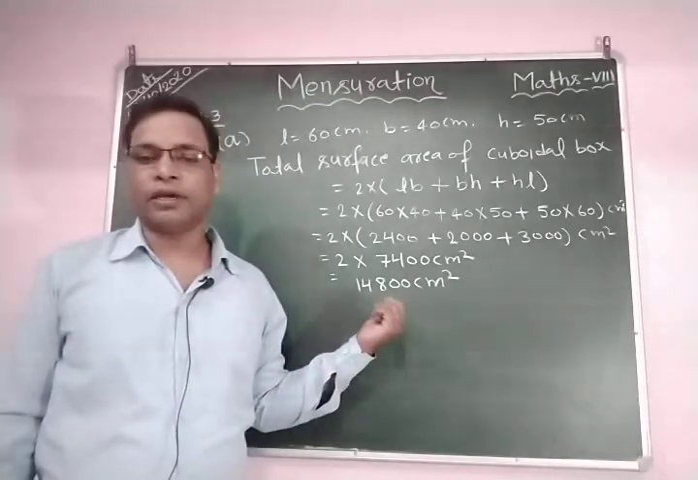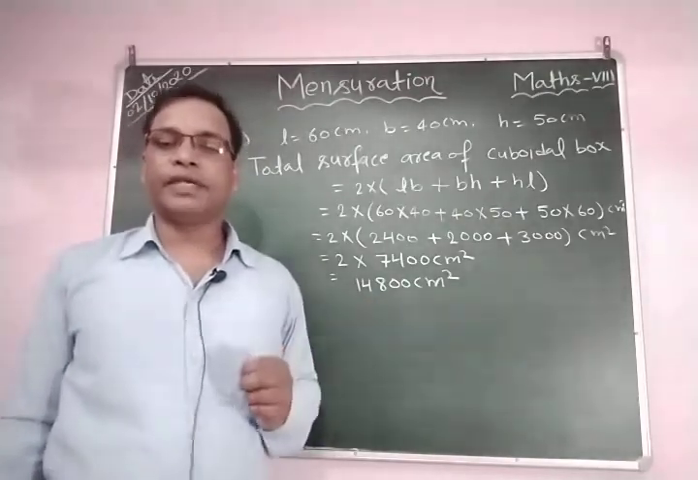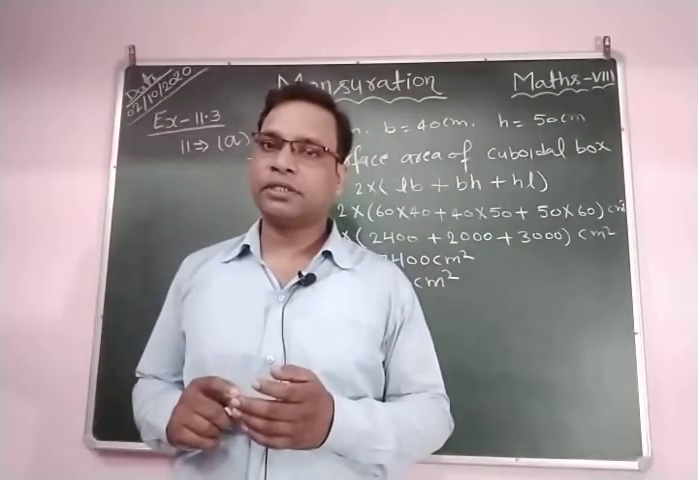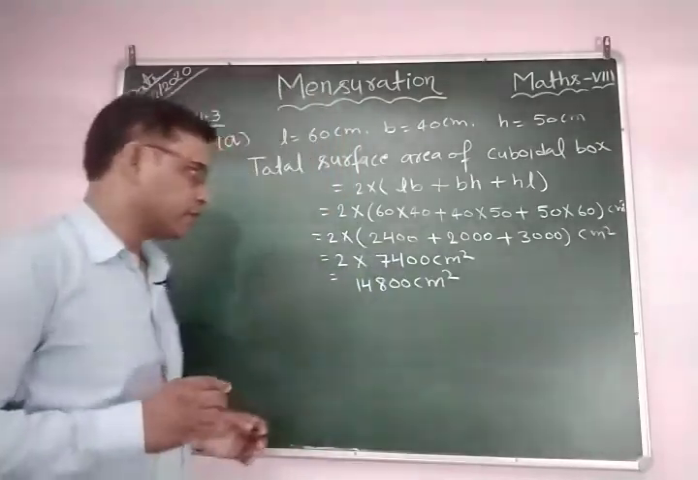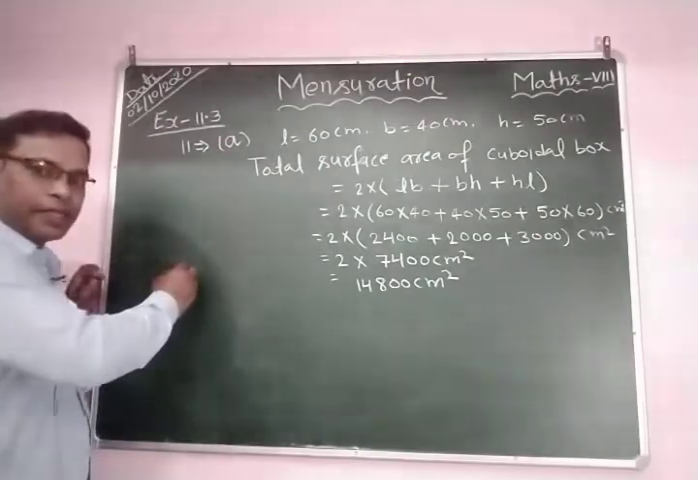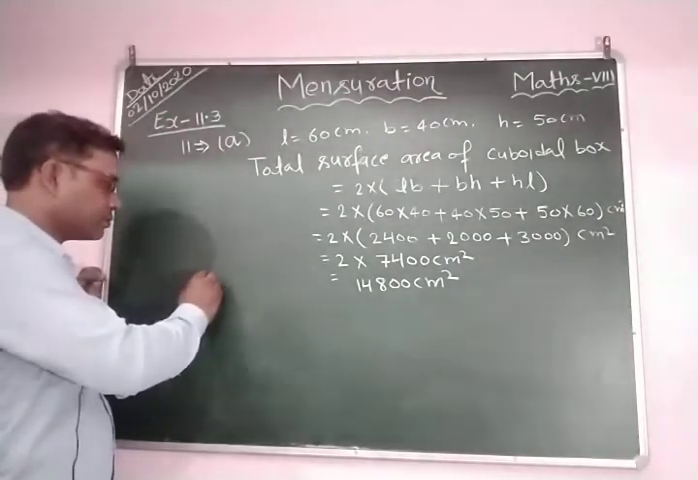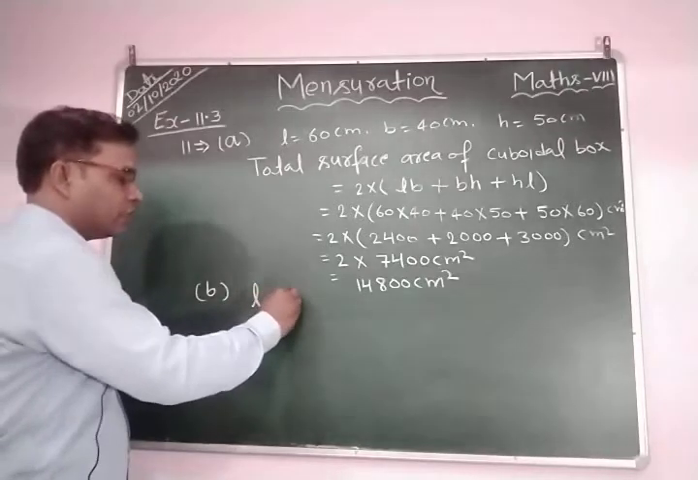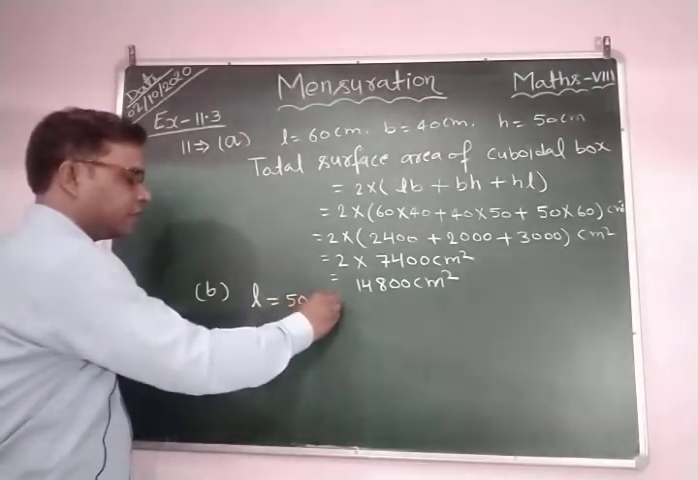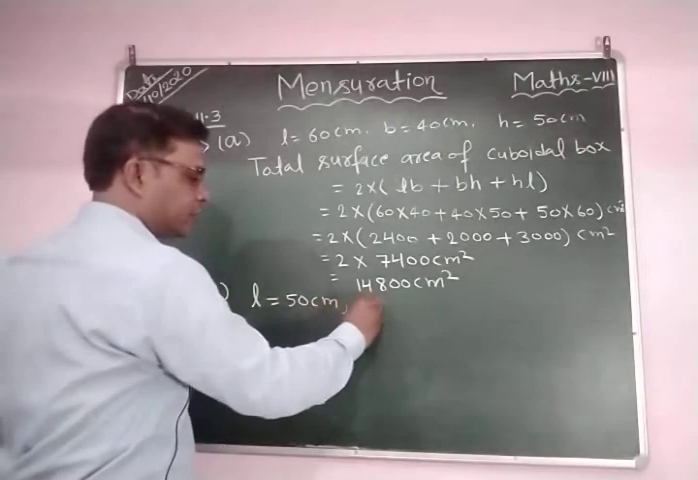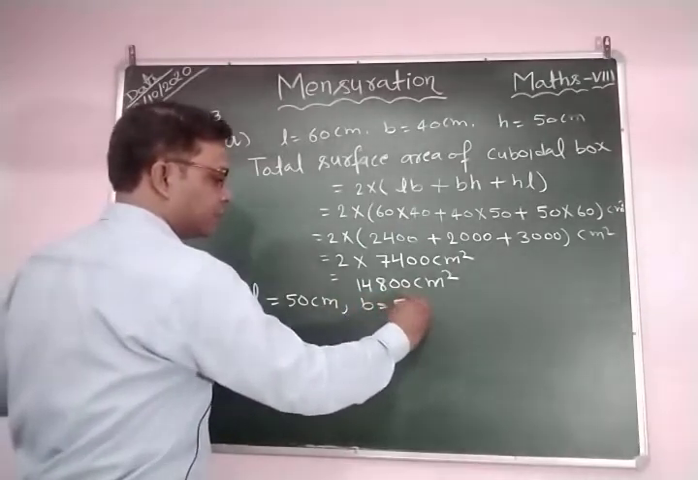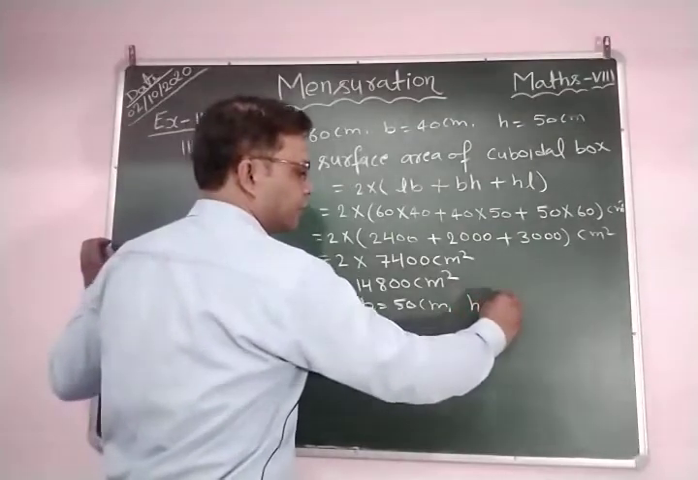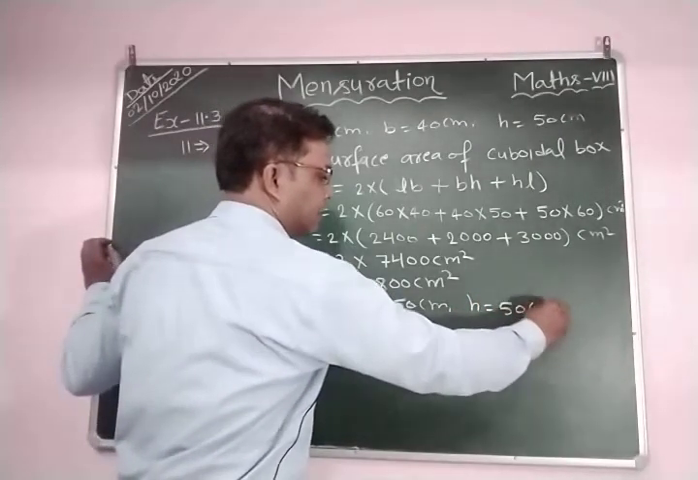14,800 centimeter square. Clear? Now the next figure is given, where the length, breadth and height are equal. So you can say the dimensions of box B are: length is equal to 50 centimeters, breadth is also 50 centimeters, and the height is equal to 50 centimeters.